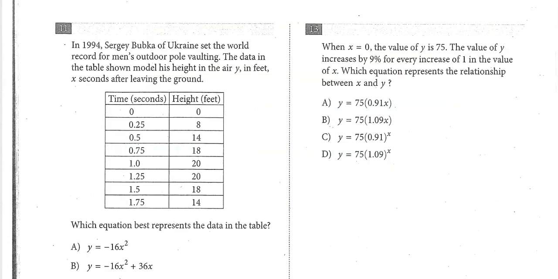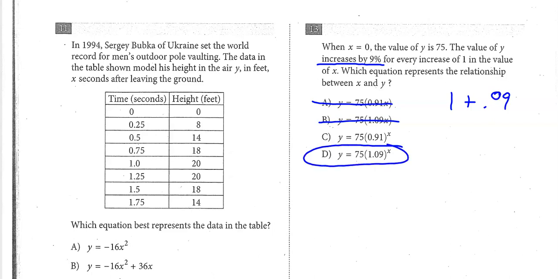All right, number 13, when x equals 0, the value of y is 75. You increase 9% for every increase of 1. So when you increase by 9%, that's not linear. So that wipes out A and B. Those are linear increases. So we have an exponential thing here. And an increase by 9% means I'm going to go 1 plus 9%, or 1 plus 0.09. So I know right away, correct answer is D. This would be a 9% decrease if they were to ask that type of question.